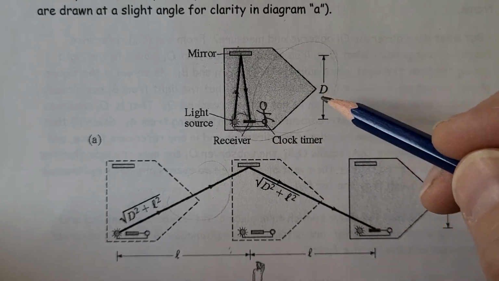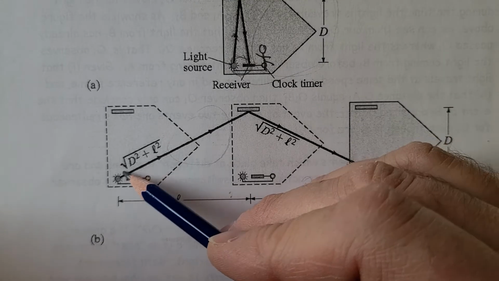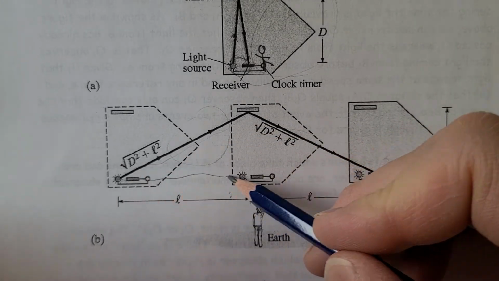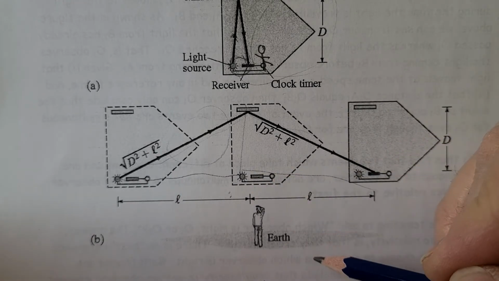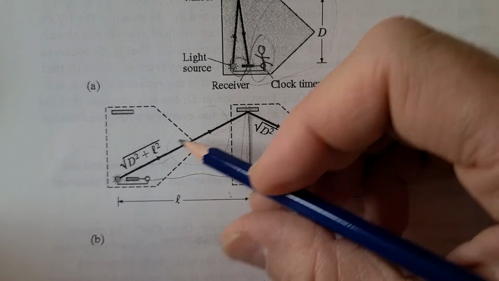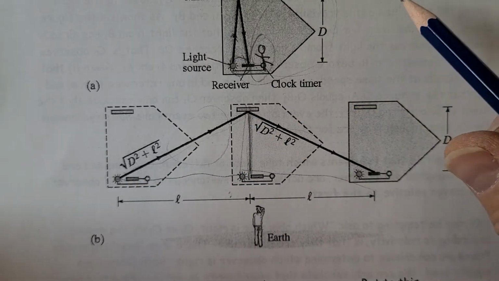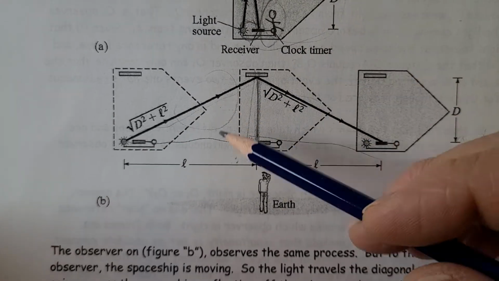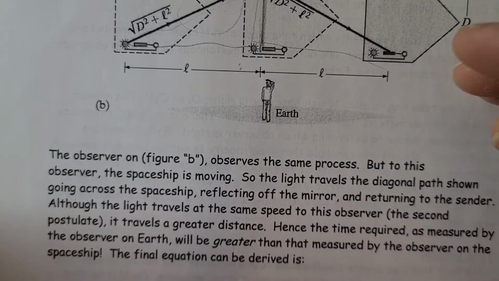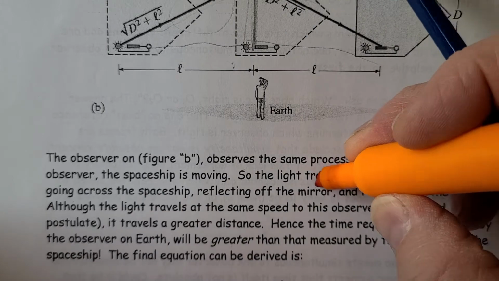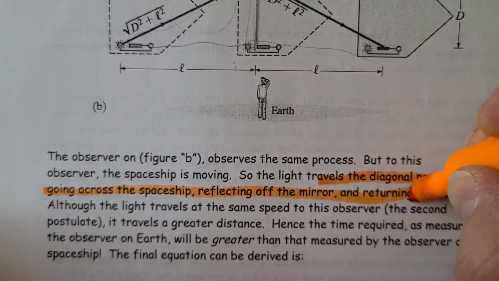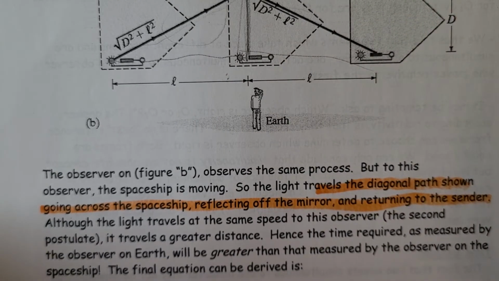So this person sees this distance covered. This person sees actually these two angled distances covered. So it's almost like the hypotenuse of two triangles, whereas this person only sees the opposite side. This person would see a hypotenuse path covered really. So to this observer, the spaceship is moving, so the light travels along the diagonal path as shown, going across the spaceship, reflecting off the mirror and returning to the center.